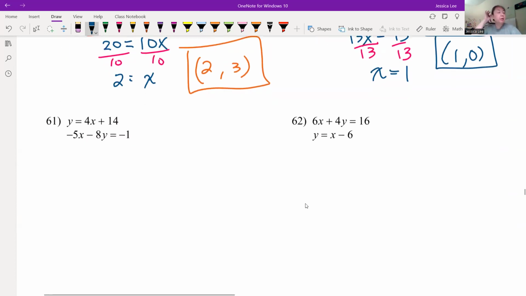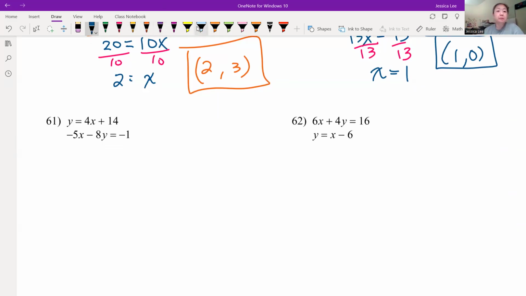Okay, what happens when we get to something like 61? 61 looks different than the previous 4 problems. Only one of them is in slope-intercept form. The other one is in standard form. When we have something like this, again, we have to do something with substitution.